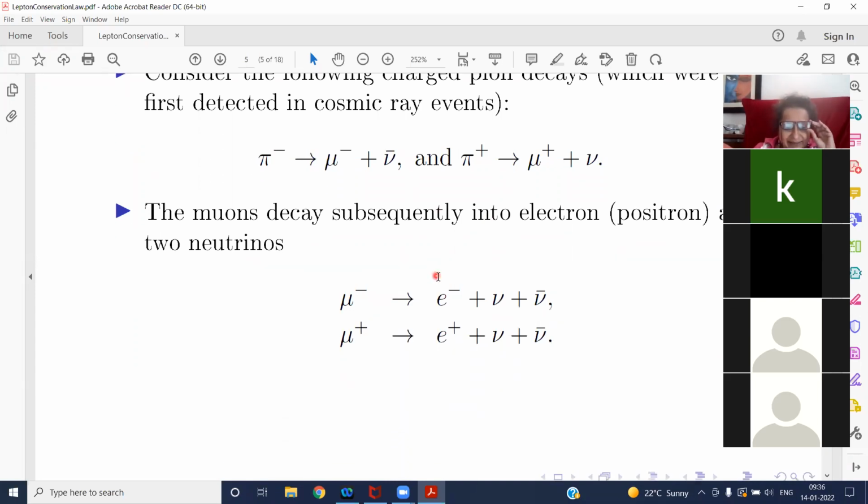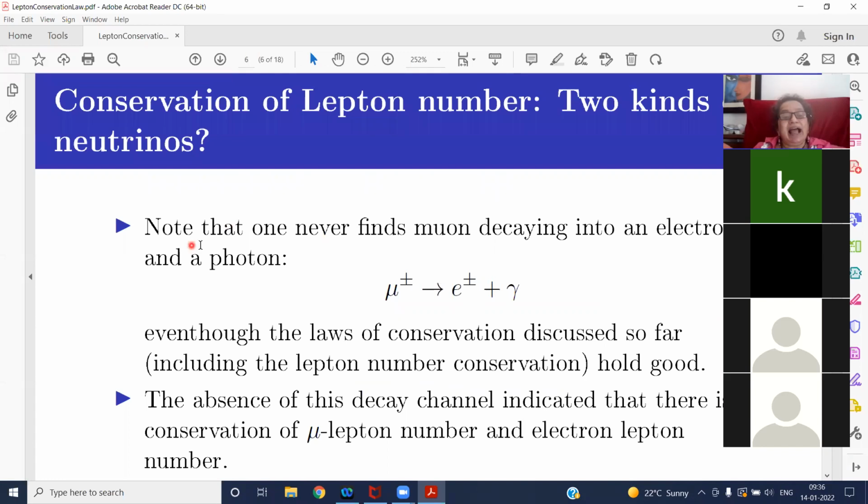Having said that, I will now ask why a muon doesn't decay into an electron and a photon. Why can't it happen? Because my known conservation laws can allow it. Muon is a heavy particle. It can decay into an electron and a photon. Are all conservation laws holding good? Charge holds good. Angular momentum: left hand side is half integral, right hand side is half integral.